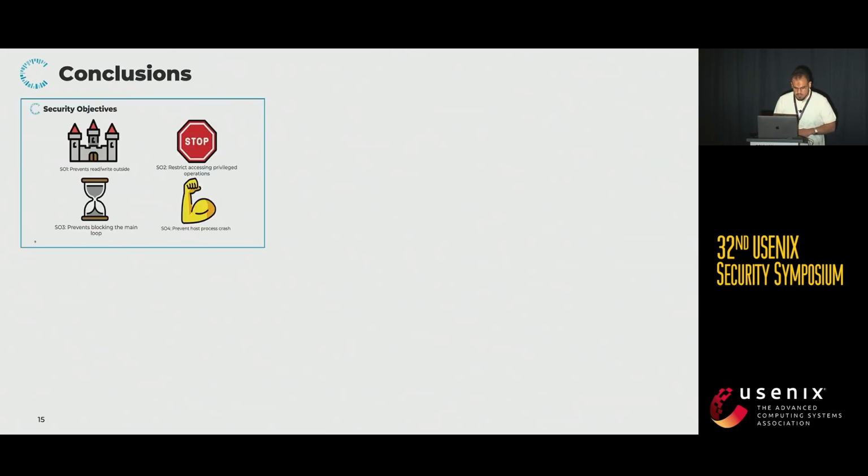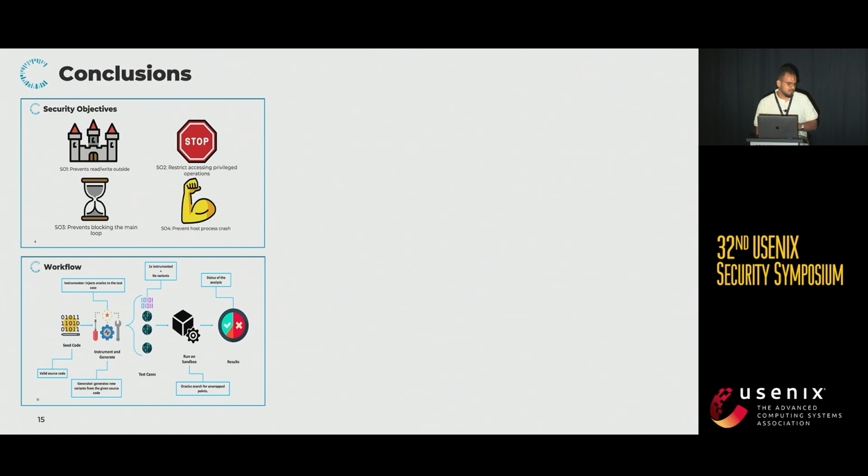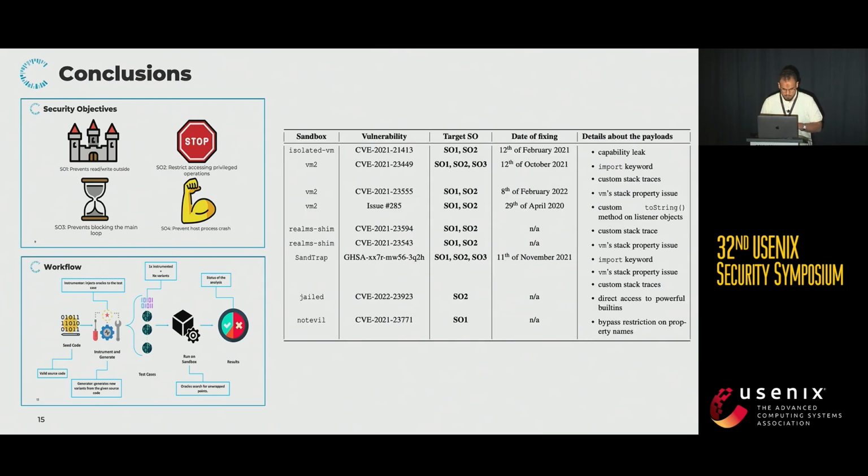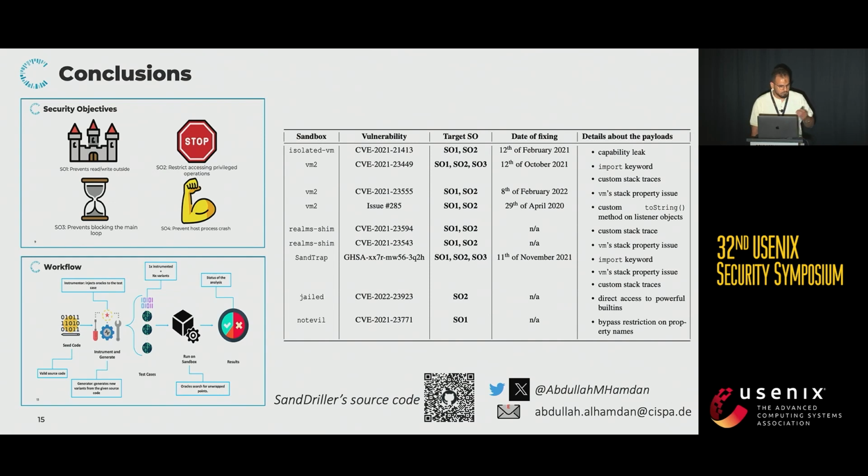Last but not least, we have provided a study on language-based sandboxes, and we mentioned the security objectives of those sandboxes. We proposed our methodology, and we came up with 9 CVEs, as we can see in the table, reported to the owners. I'm happy to let you look at our source code, which is available on GitHub, and I'm also happy to communicate with you by email or answer any questions right now. Thank you all.